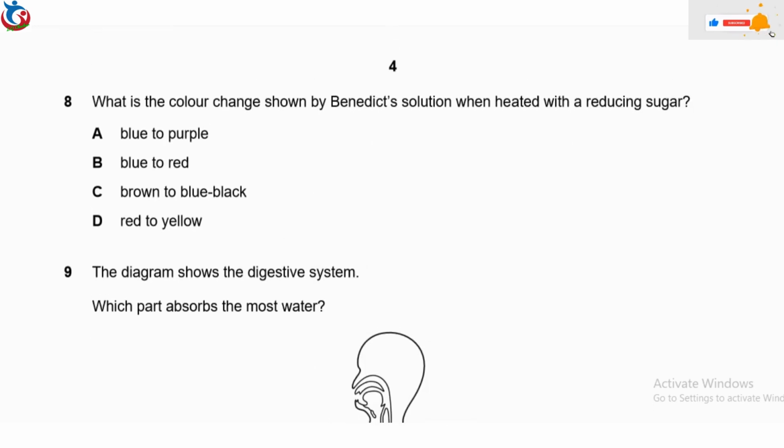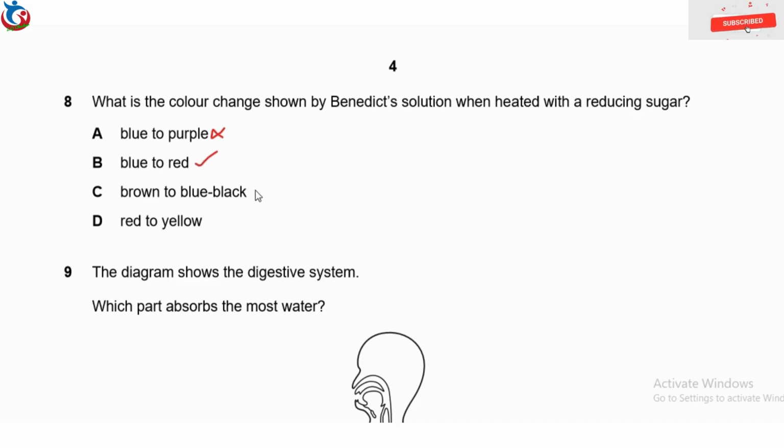Question 8 says, what is the color change shown by Benedict solution when heated with a reducing sugar? Benedict test with reducing sugar: when reducing sugar is present, it always changes from blue to red. Benedict solution is a blue solution, so it's not blue to purple, but it is blue to red.